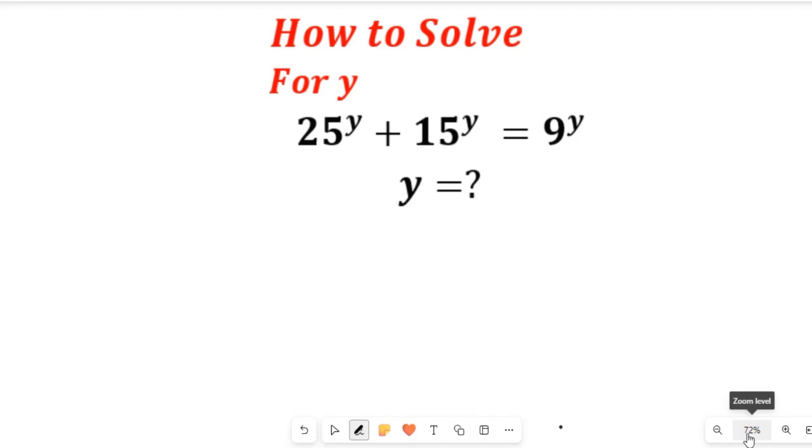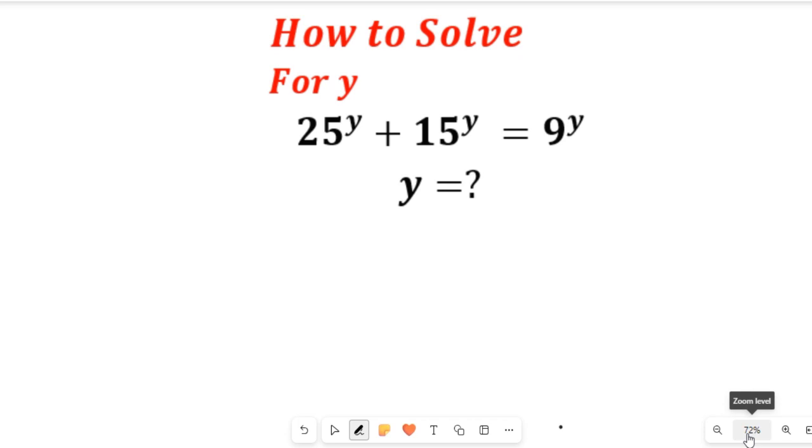To solve this nice exponential equation, the first step we should think of doing is to make the right hand side equal to 1. If we do that, we'll arrive at a quadratic equation which will be easy to solve.